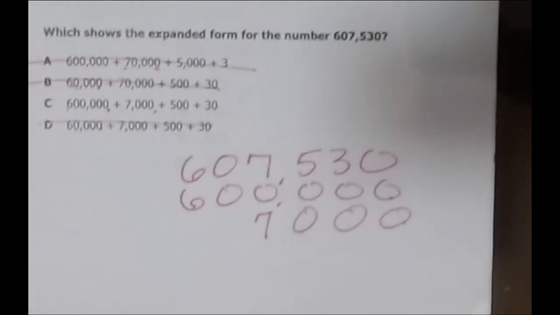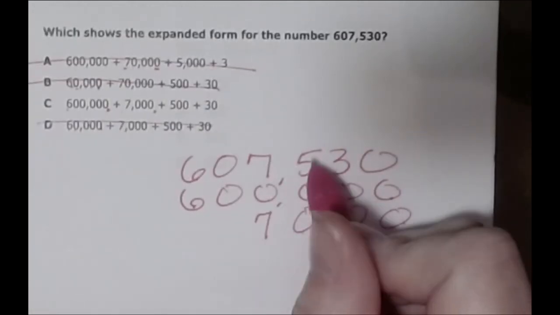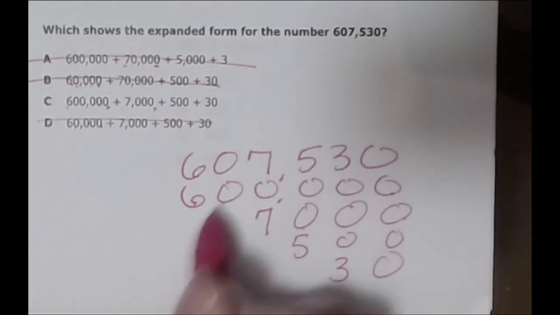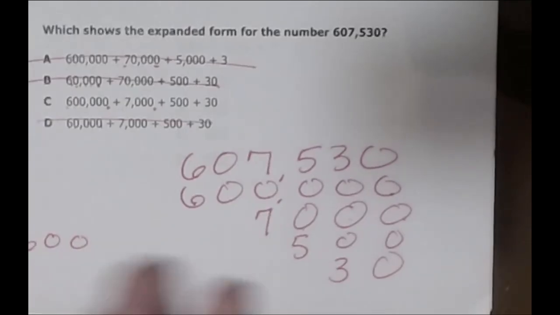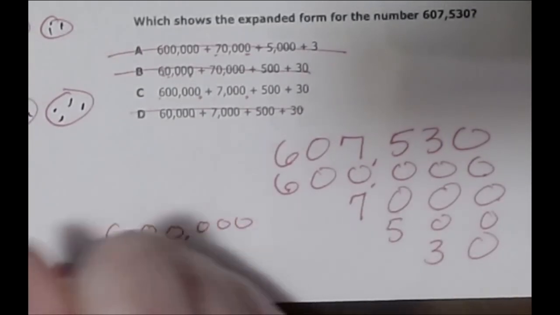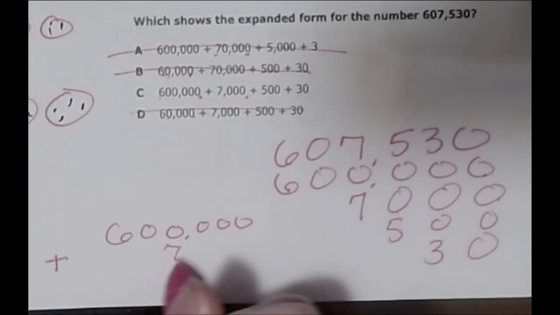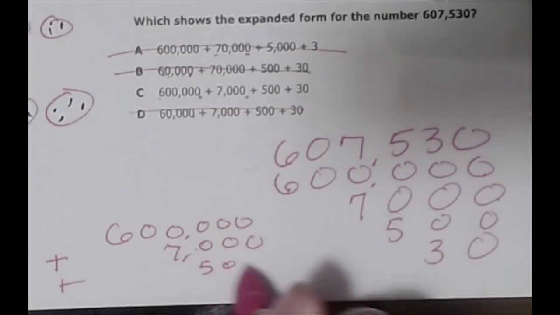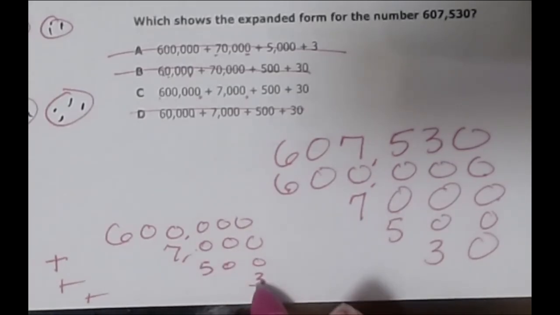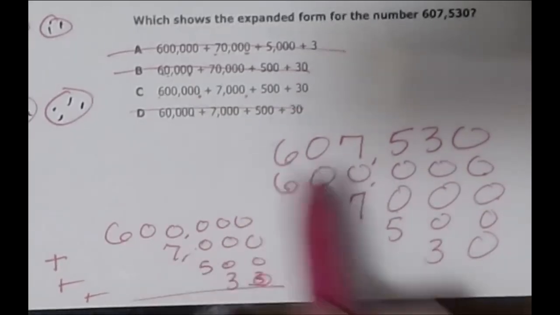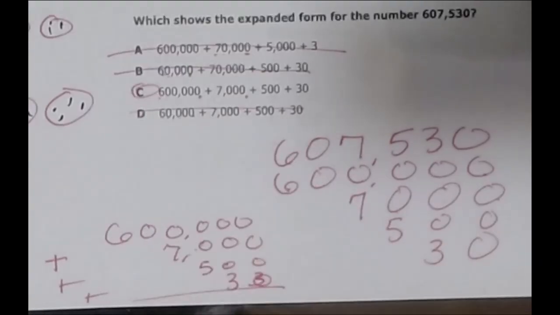Students might not realize, but they could do the same thing. You know, bring the 5, rest zeros, a 3, bring the 0, and then add them together. So, 600,000 plus 7,000 plus 500 plus 30. Just kidding, 30. Very sorry. But C is going to be your answer.